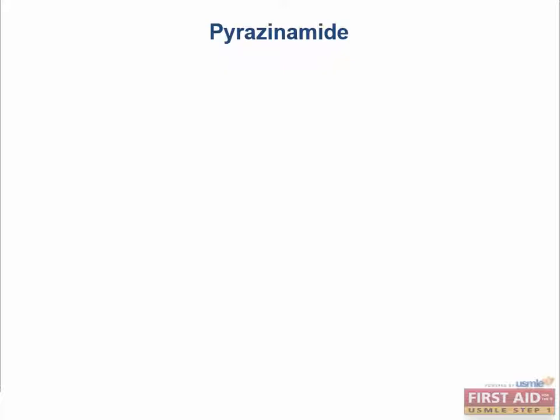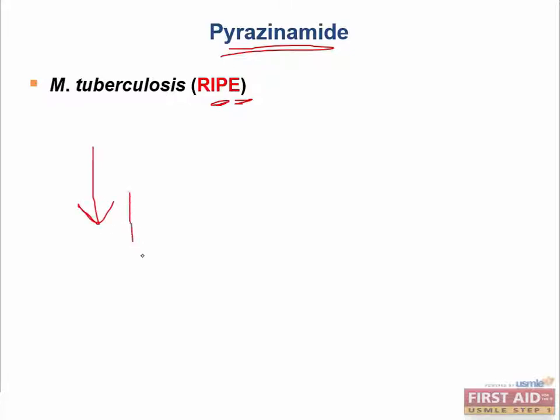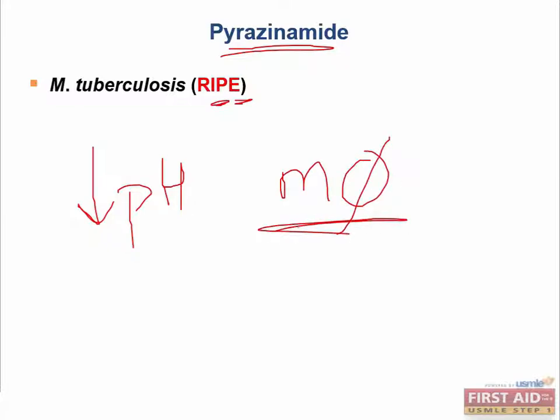Rifampin and isoniazid are the 2 most important tuberculosis drugs for Step 1 because really there is the most testable information on them. The last 2 lower yield drugs in the RIPE cocktail are pyrazinamide and ethambutol. The mechanism of action of pyrazinamide is not well understood. What is understood though, is that it is particularly effective at low pH and it's effective in the phagolysosome of the macrophage.